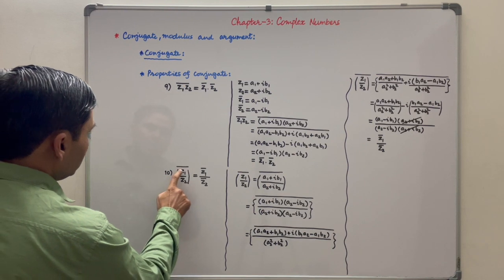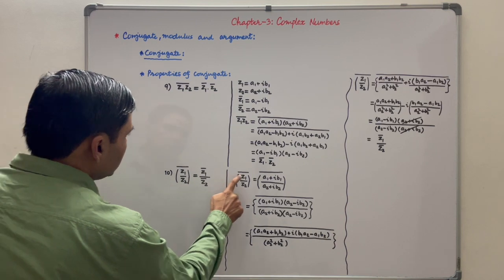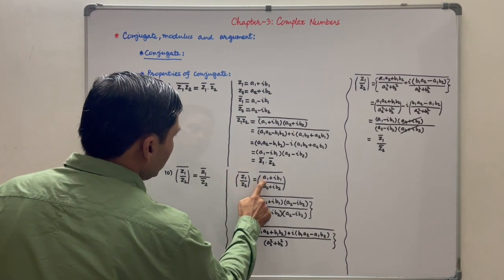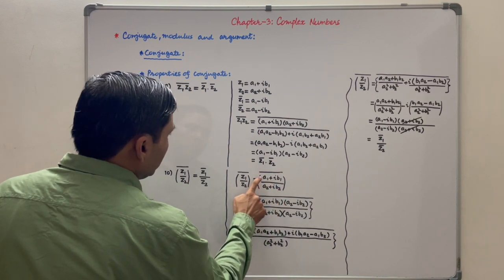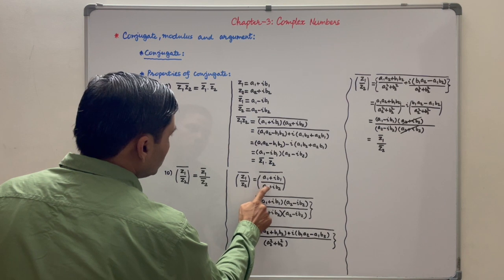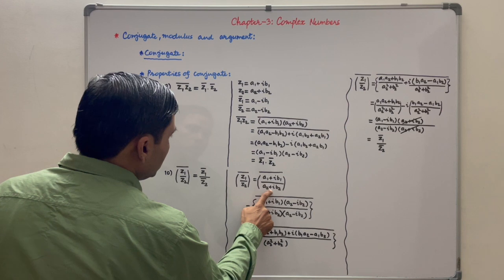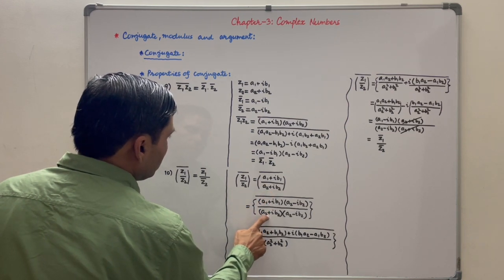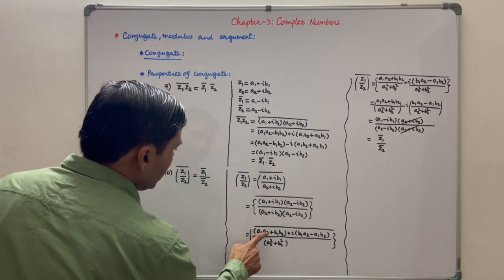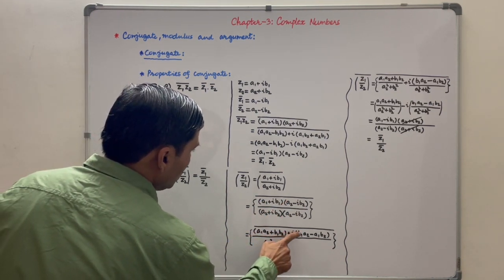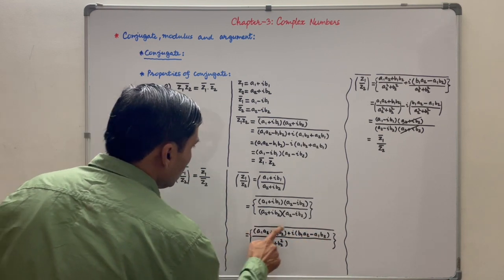10th property: (z1 upon z2) whole bar is equal to z1 bar upon z2 bar. (z1 upon z2) whole bar is equal to ((a1 plus ib1) upon (a2 plus ib2)) whole bar. We will multiply both numerator and denominator by the conjugate of the denominator. The conjugate of the denominator is a2 minus ib2. So numerator and denominator both are multiplied by a2 minus ib2. So this can be simplified as ((a1 a2 plus b1 b2) plus i into (b1 a2 minus a1 b2)) upon (a2 square plus b2 square), whole bar.